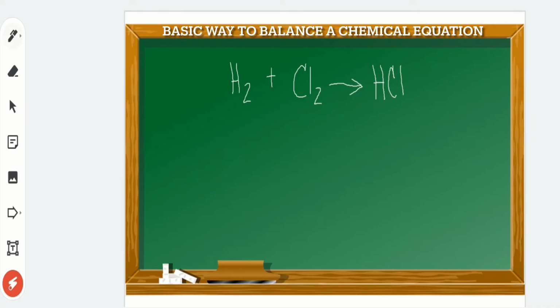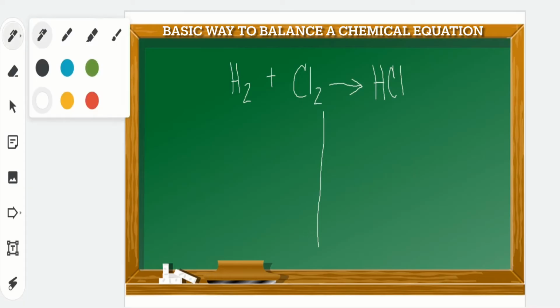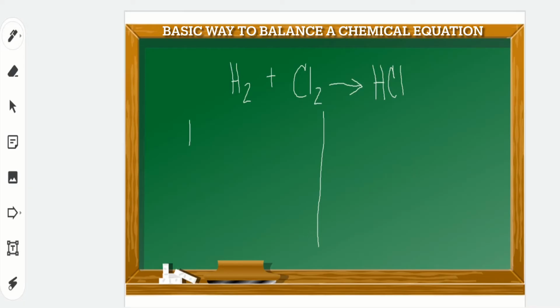First, we have to list the elements on the reactant side and on the product side. So what we will do first is place an imaginary line here just to divide the reactant side and the product side. Here we list all the elements and their number of atoms. For our hydrogen, as you can see, we have two, two atoms of hydrogen in the reactant.